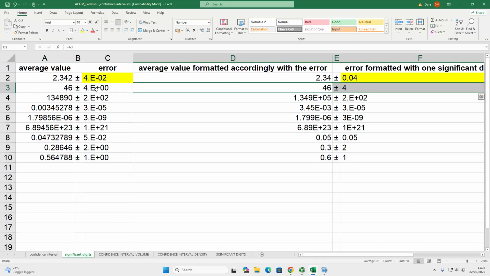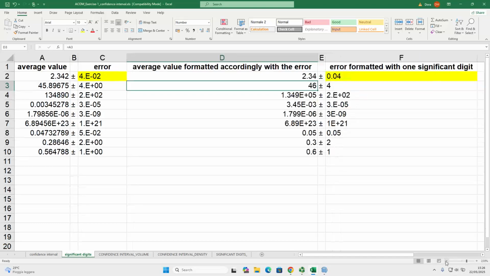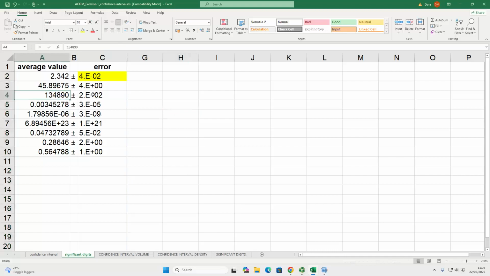So that's the reason why we remove the 2 from the first example. And from the second example, the number 45.896, etc., becomes 46, because it is rounded to the order of magnitude of the error. Now, without looking at this, let us format together these numbers. Let us start from this one.